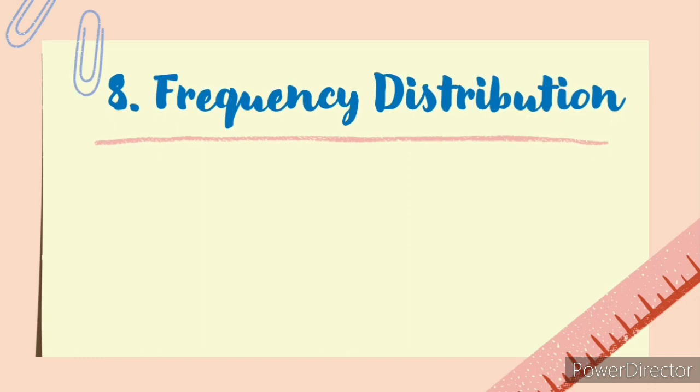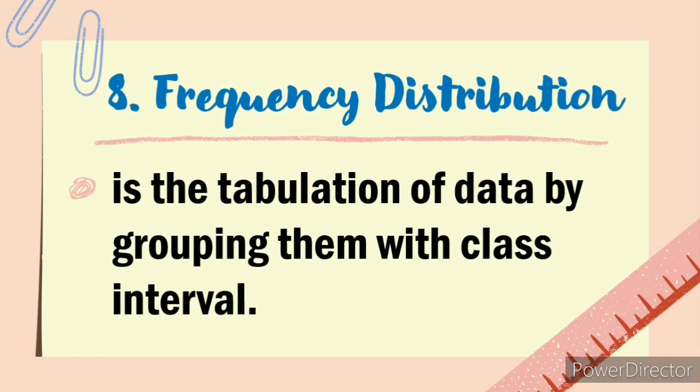Number 8, frequency distribution. Frequency distribution is the tabulation of data by grouping them with class intervals. When the researcher gathers all the needed data, the next task is to organize and present them with the use of appropriate tables and graphs. Frequency distribution is the one system used to facilitate the description of important features of the data.